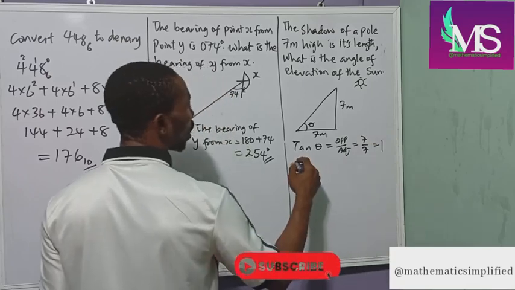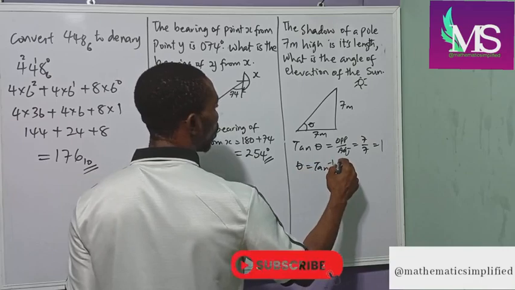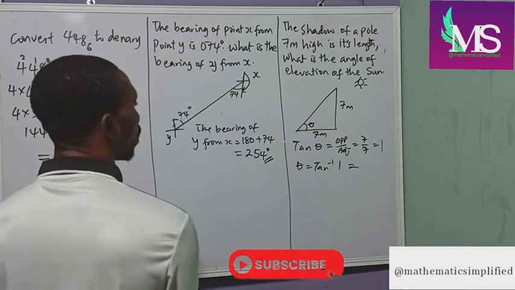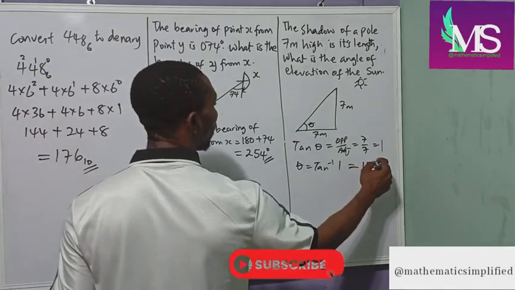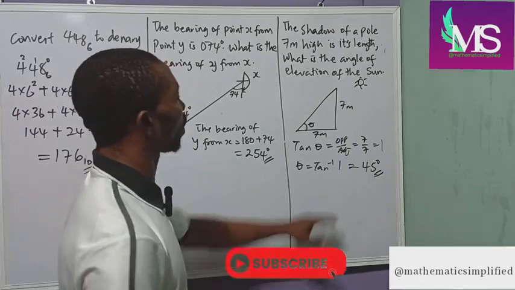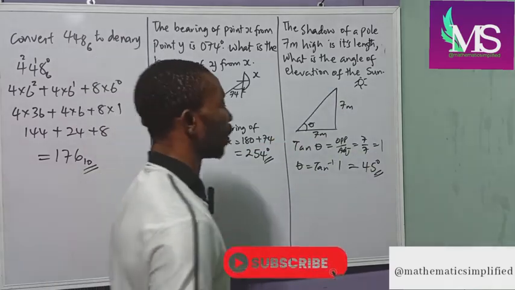which will give us 1. So our theta equals tan inverse of 1, which will give us 45 degrees. So the angle of elevation will be 45 degrees.